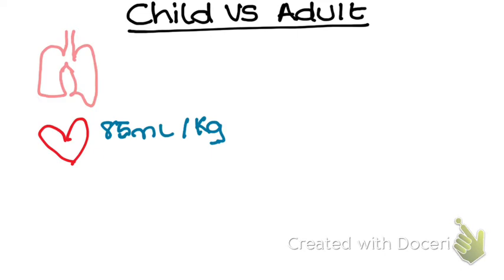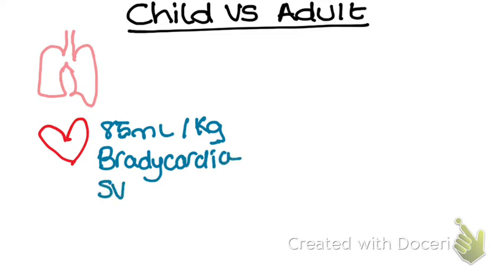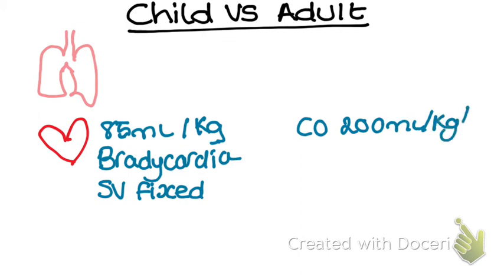Bradycardia also occurs quite frequently because the parasympathetic nervous system is better developed. Stroke volume is relatively fixed, so again, children compensate by increasing heart rate. Cardiac output is about 200 mL per kilo per minute. Asystole is the most common form of cardiac arrest in children.